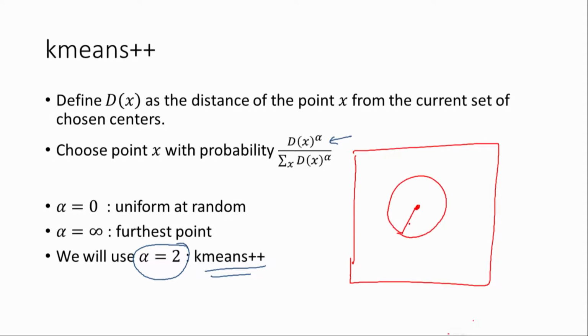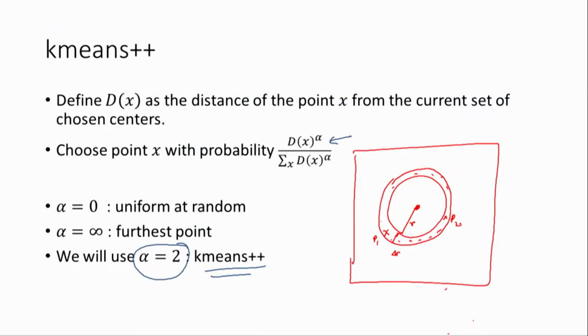Imagine that this is the radius r, and imagine a very thin circle around that radius, an annulus of size delta r, where delta r is much, much smaller than r. Then consider all the points in this region, let's say this point and this point, P1 and P2. Is P1 more likely to be chosen or is P2 more likely to be chosen?